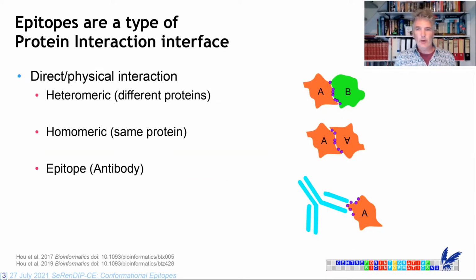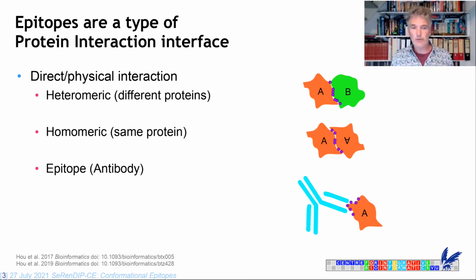So, zooming out a little bit, epitopes are in a way just a type of protein-protein interactions. Just as a quick summary, there are heteromeric and homomeric interactions. When two of the same protein bind, it's homomeric, and if one protein binds a different protein, it's heteromeric. And if one of them is an antibody, then we call the binding region an epitope region.